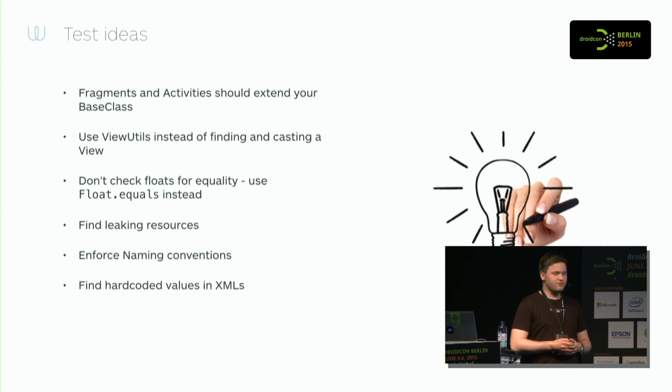You can find leaking resources, so if you keep a reference and don't clear it. I think every team also uses some kind of naming convention for variables, member variables, for constants, and also for how to name drawables. And those things can be also found. As well as hard-coded values in XMLs. I think those should be also extracted in a dimension XML or something like that.